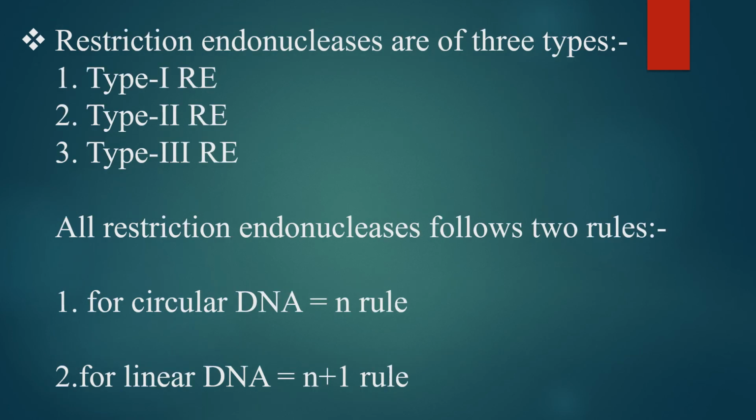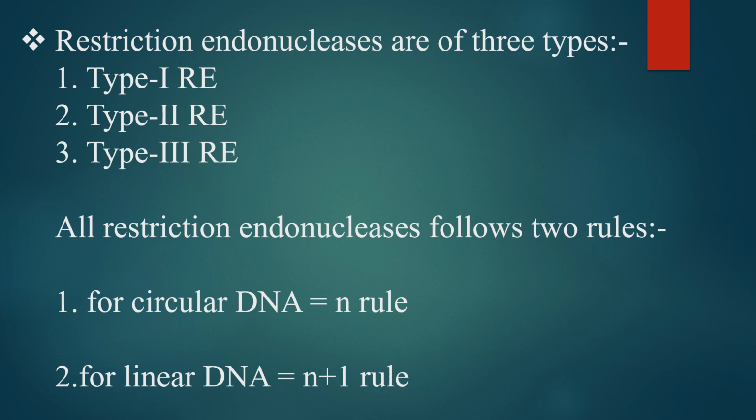Restriction endonucleases are of three types. Type 1 restriction endonucleases are the enzymes which cut 1000 base pairs away from the recognition site. Type 2 restriction endonucleases, also called accurate enzymes, cut at the restriction sites. Type 3 restriction endonucleases cut 24 to 26 base pairs away from the recognition sites.